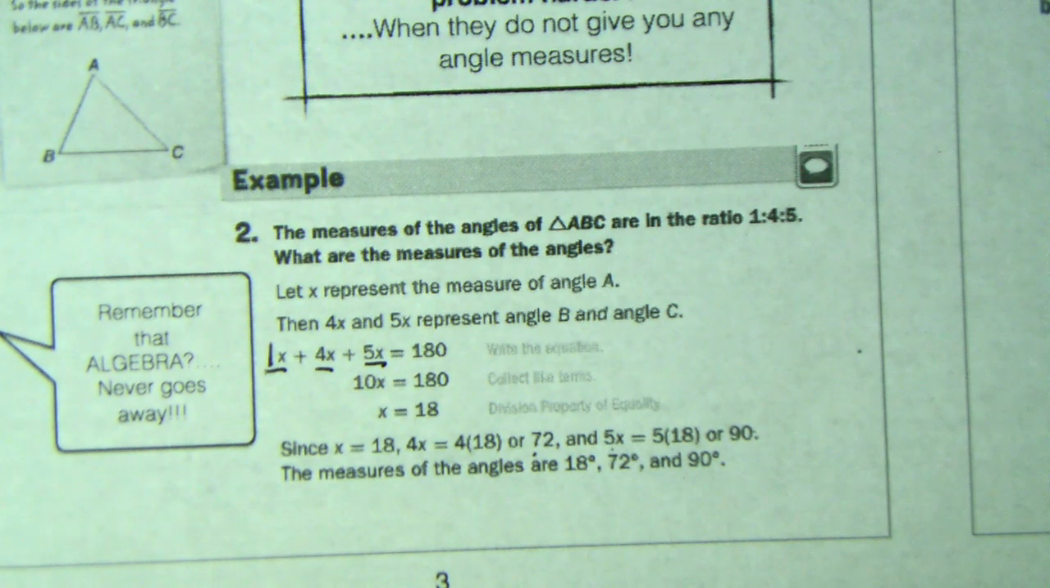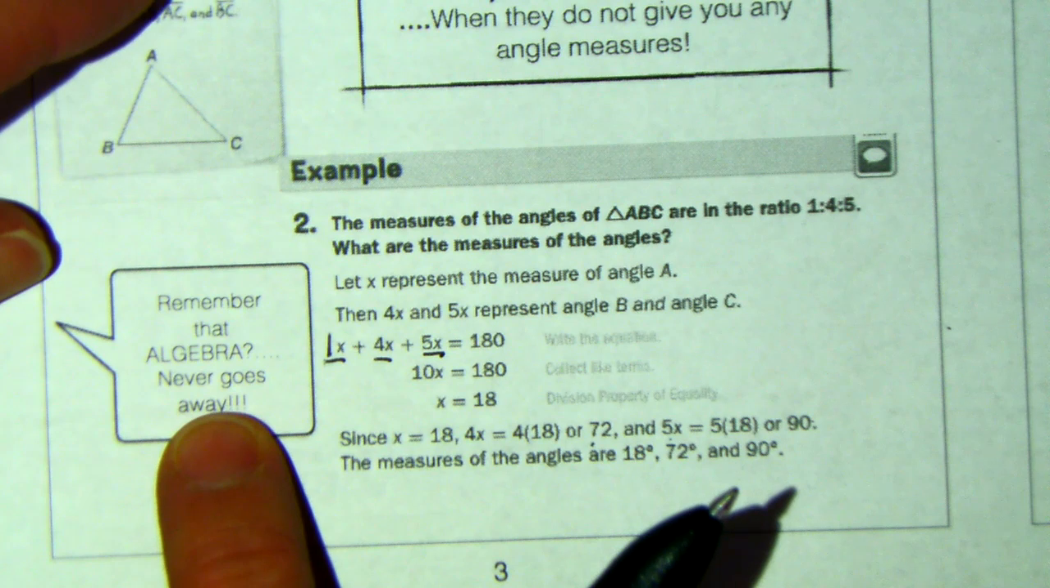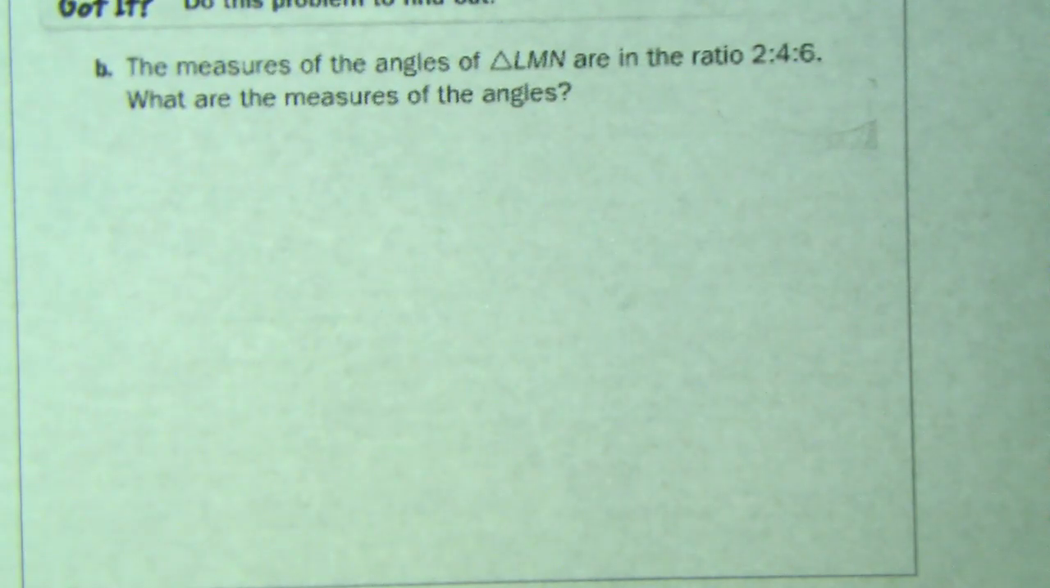All right, so let's try one like that over on slide number 4. And here's my little, hey, algebra never goes away, because look what we're doing, algebra, even in the middle of geometry stuff, okay? So here's what we do. The measures of the angles in triangle LMN are in the ratio of 2, 4, 6. What are the measures of the angles?